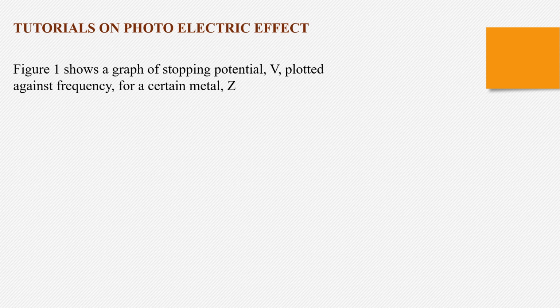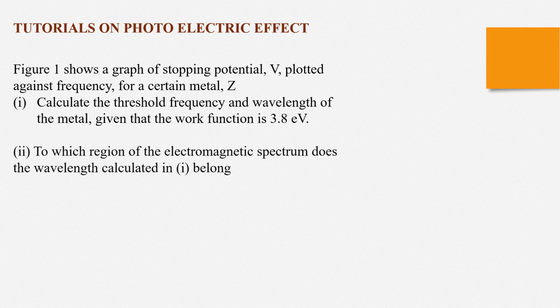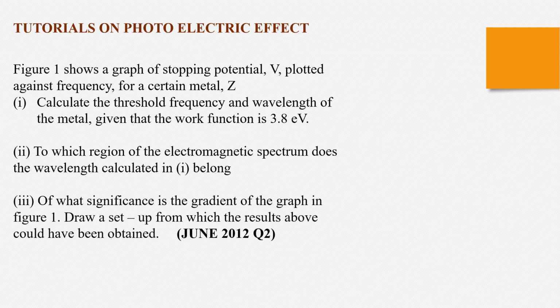Figure 1 shows a graph of stopping potential V plotted against frequency for a certain metal Z. Roman 1. Calculate the threshold frequency and wavelength of the metal, given that the work function is 3.8 electron volts. Roman 2. To which region of the electromagnetic spectrum does the wavelength calculated in Roman 1 belong? Roman 3. Of what significance is the gradient of the graph in figure 1? Draw a setup from which the results above will be obtained. That's June 2012 question number 2.